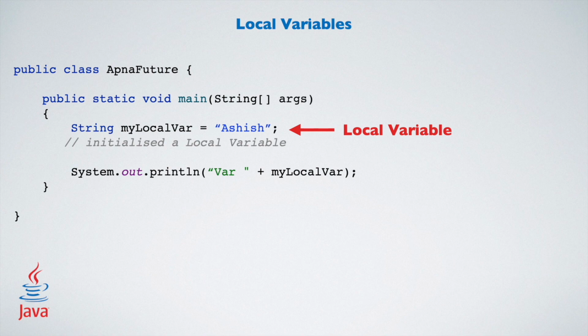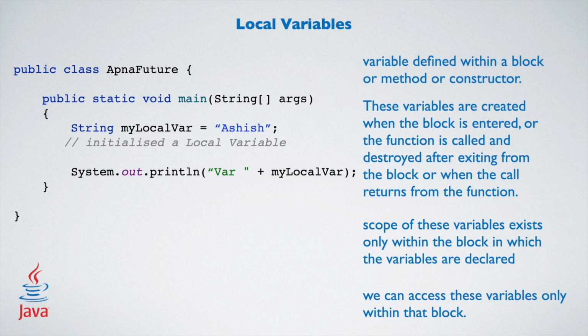Let us learn more about local variables. Local variables are defined within a block, method, or constructor. These variables are created when the block is entered and they will be destroyed on exiting the block. We can access these variables only within the block where they are created.